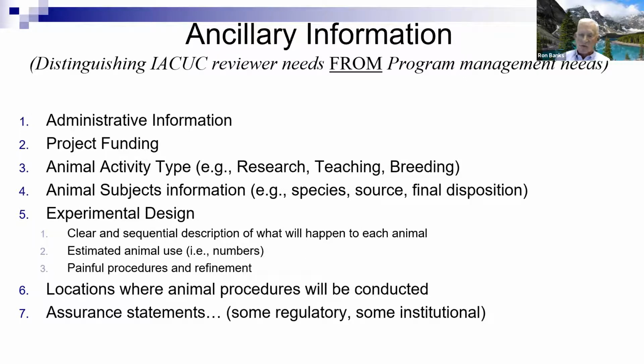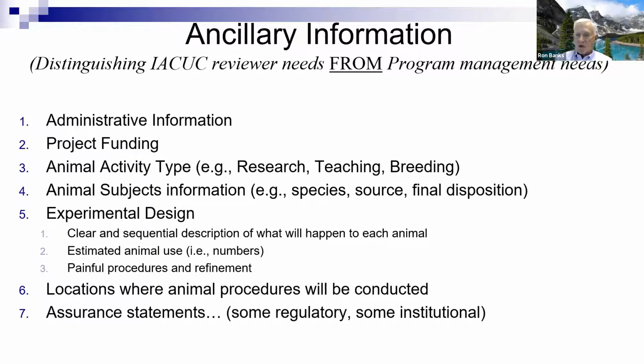Animal subject information in terms particularly of source, is that necessary? It often is in rodent studies. And is that important for the IACUC reviewer to consider? Many IACUC reviewers don't understand that a rodent from one vendor is not the same rodent, even though the strain designation is the same, if it were to come from another vendor.